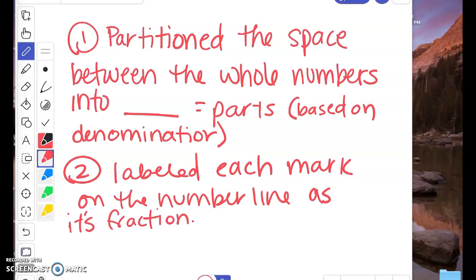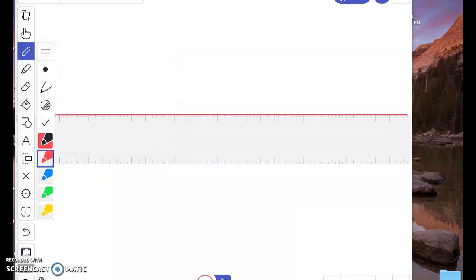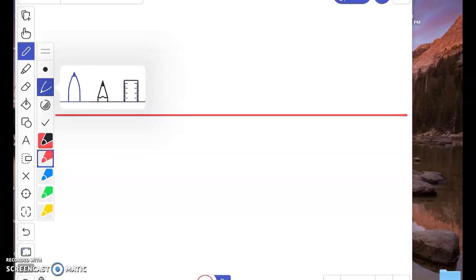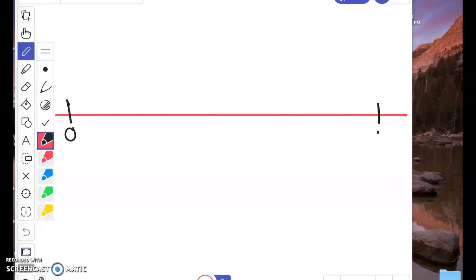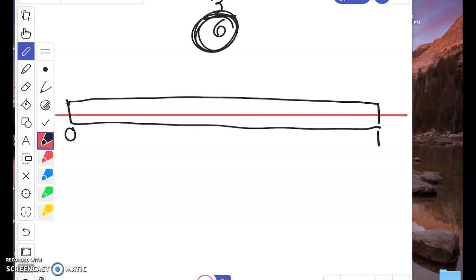Let's look at it another way. I hope you wrote that all down. If you didn't, you should pause and do it now. Let's say I have my number line, and it's going to go between 0 and 1 again. And I want to represent the number, or the fraction, let's say 3/6. Okay? So the first thing I'm going to do is I'm going to take this space that's between the whole numbers. I can connect them if I want, but I don't have to. And I'm going to break it into 6 equal parts.